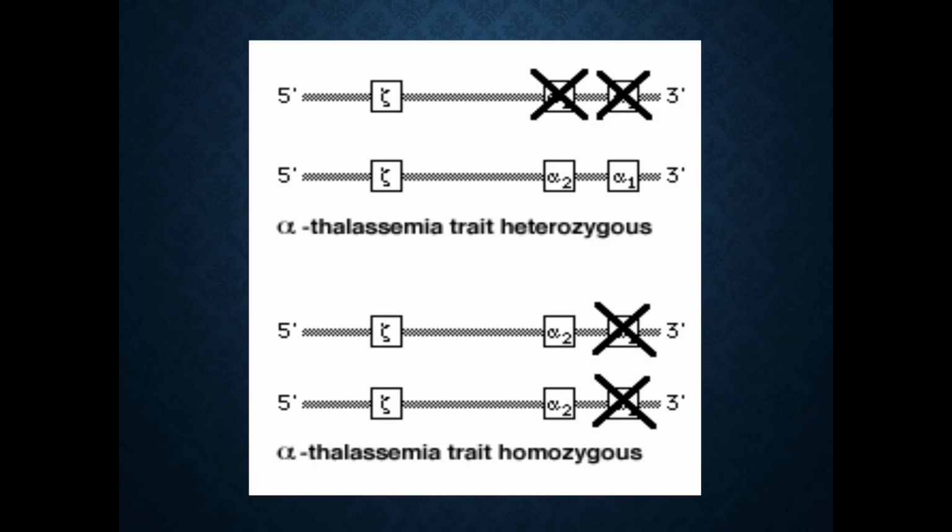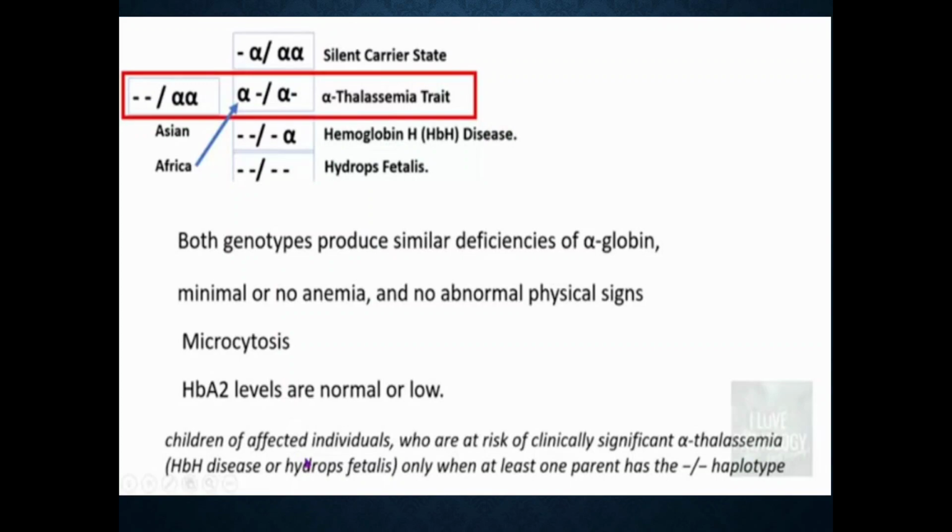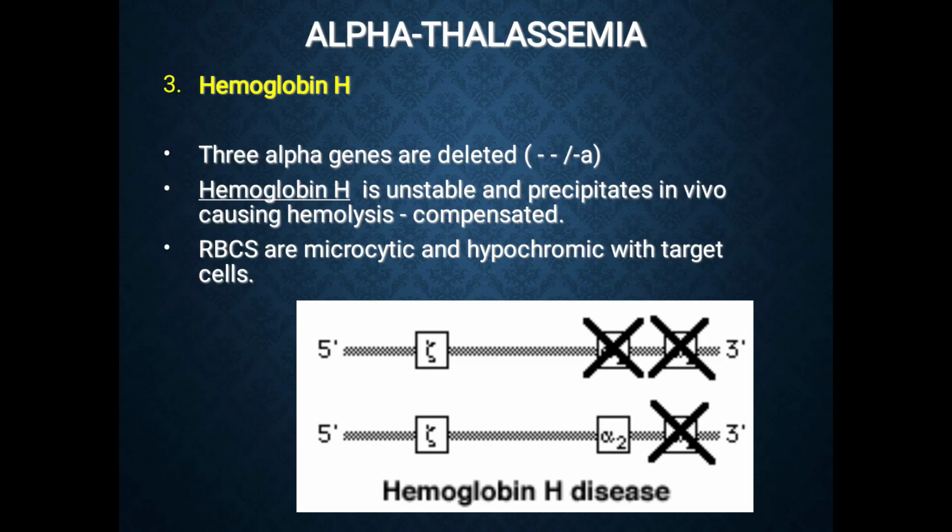Like you can see here, in 4, 2 are deleted, that is the heterozygous state, the first two. In the homozygous state, one is normal, next is deleted, next is normal, next is deleted. So this is the trait. Like you can see here, the first two are deleted, the next two are normal; in the other, first is normal, deleted, then normal, then deleted. So they have minimal to no anemia, microcytosis will be present, HbA2 levels will be normal.